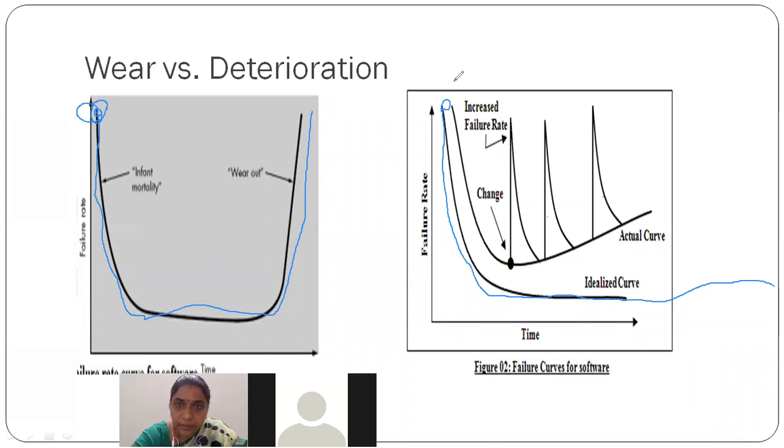See the second curve. This is again showing the software only. So initially the failure rate is high, as we already told you. As time moves on, the failures will be rectified, and after some amount of time, see, I'm showing a black color dot here. See this, what this dot indicates is if you want to make any change in a software.